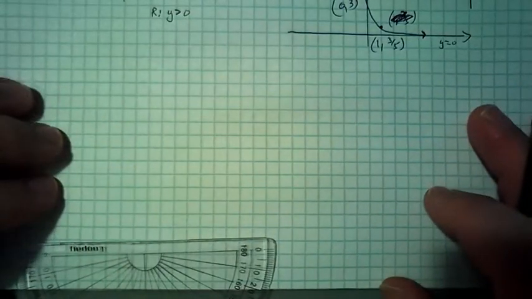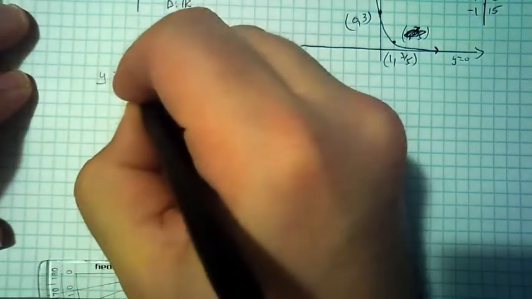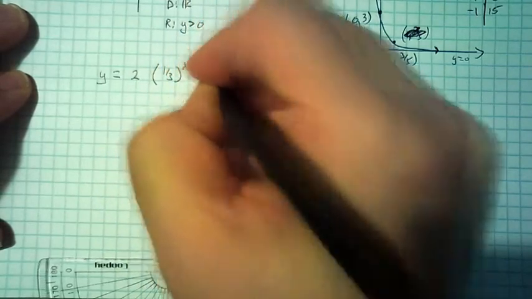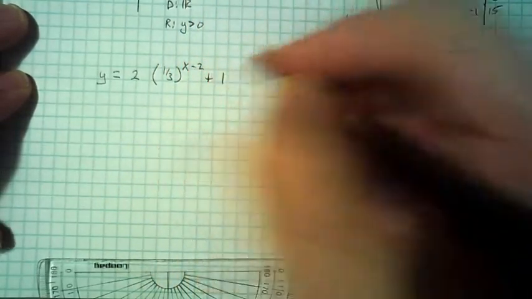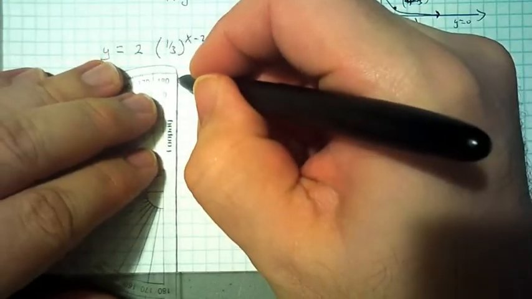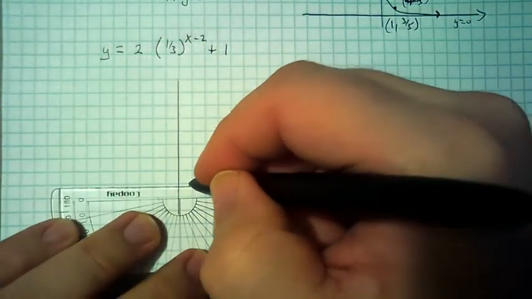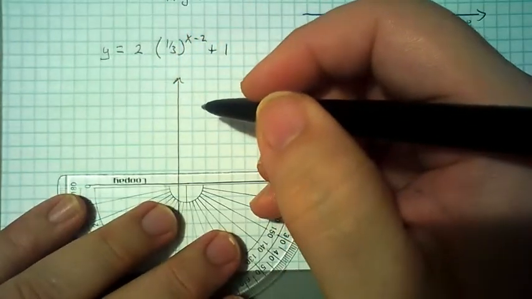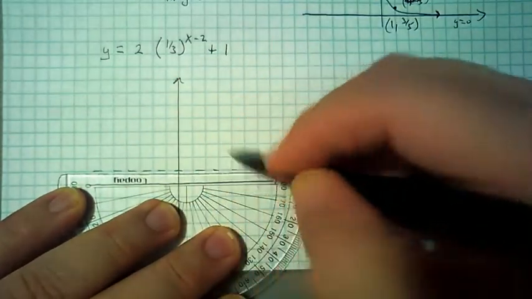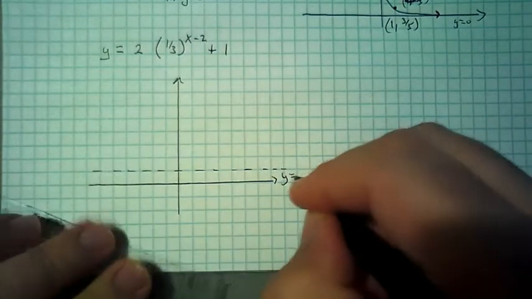Let's do one with a transformation in it. Y equals, for example, 2 times 1/3 to the x minus 2 power plus 1. Here you can see h is -2, k is positive 1, which means the horizontal asymptote has moved up. So instead of being at 0, my horizontal asymptote is at positive 1. That's where k is. Horizontal asymptote at y equals 1.